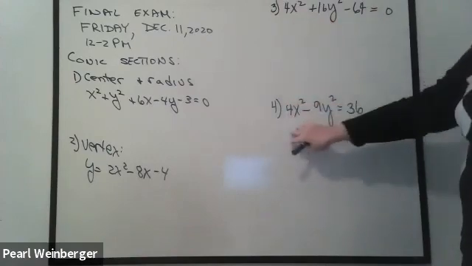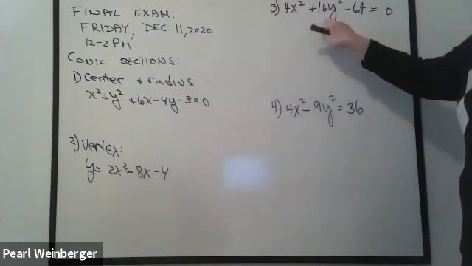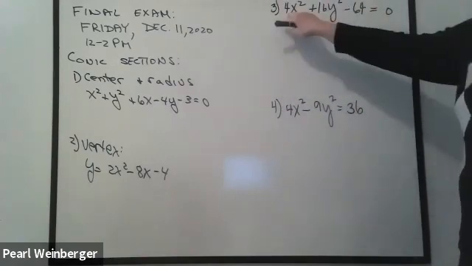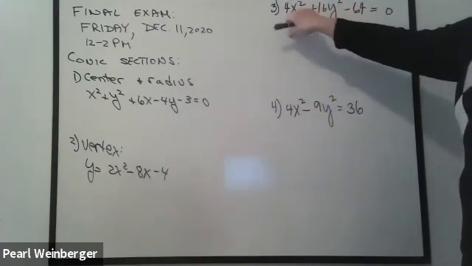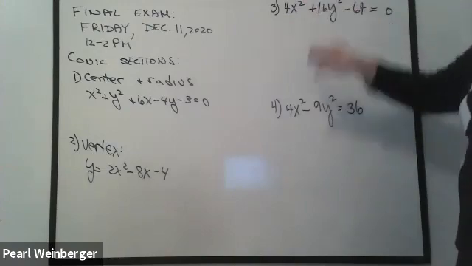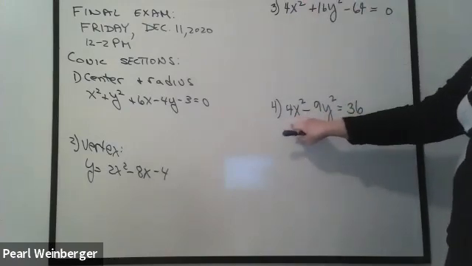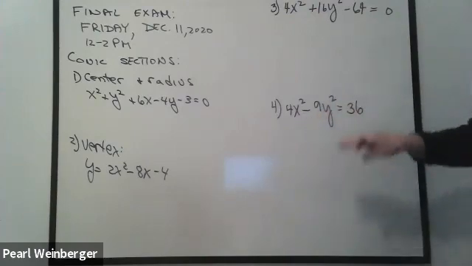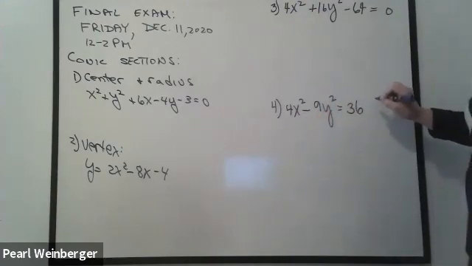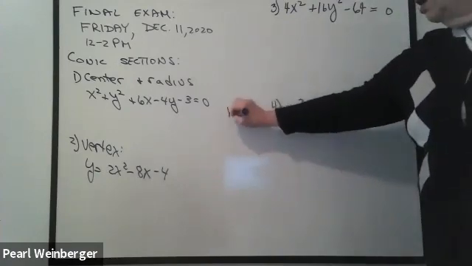Notice both of these equations have x squared and y squared terms. But here, the x squared and the y squared terms are both positive. Here, the x squared is positive, but the y squared term has a minus sign in front of it. This means this one is a hyperbola.